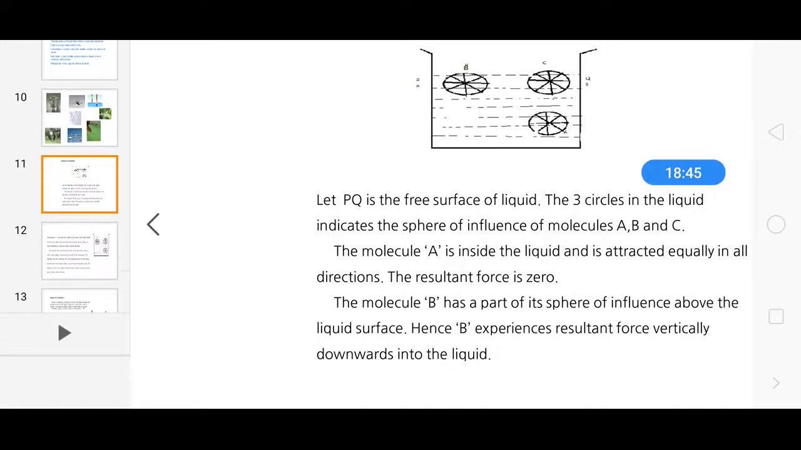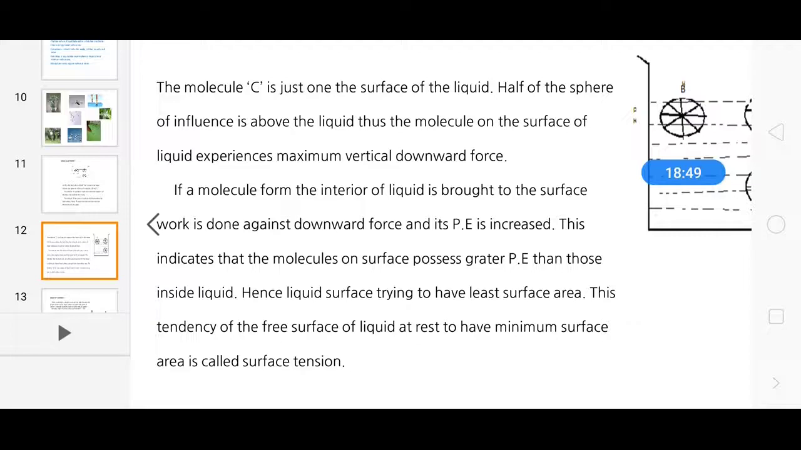Whereas for molecule C, it is just at the surface of the liquid, with half of the sphere of influence above the liquid, and thus the molecule on the surface experiences the maximum vertical downward force. So the net force acting on molecule A is 0, whereas some resultant force exists on B and C. Comparing these two, for B only a small portion is above the liquid, whereas for C half of the portion is above. That is why the net downward force is greater for C compared to B. The maximum vertical downward force acts on C, whereas for B it is somewhat less.